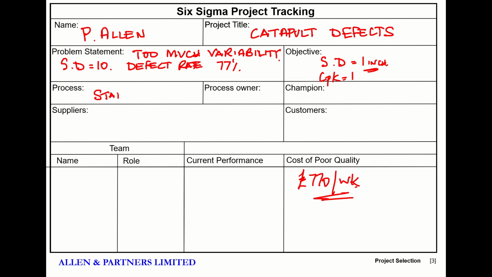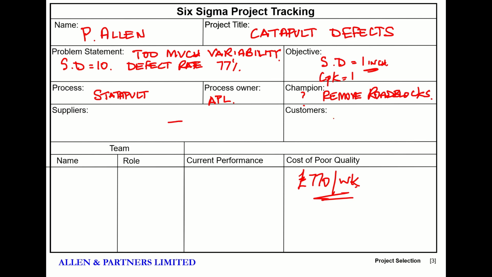At least I've got a chance of being defect free. What's the process? It's the Catapult. Who's the process owner? Allen and Partners Limited. Champion. Now, of course, what does a champion do for you? I don't need to fill these in, but your champion removes roadblocks. Maybe finds a little bit of cash for you to do some special maintenance, that type of thing. Arranges for overtime when you're doing tests on the machine, that type of thing.